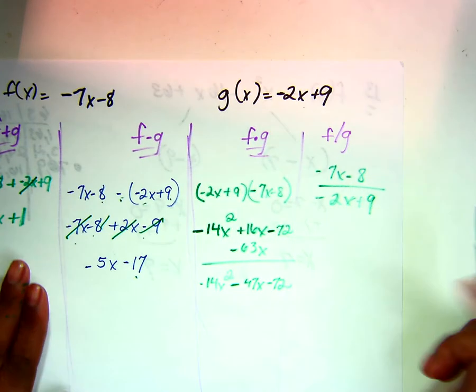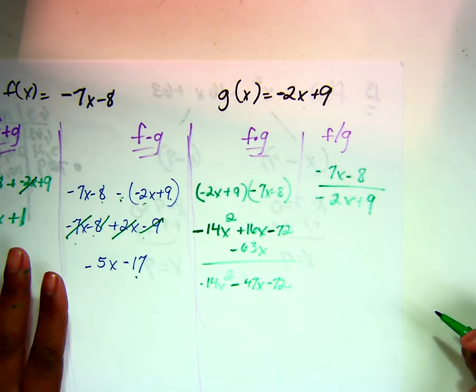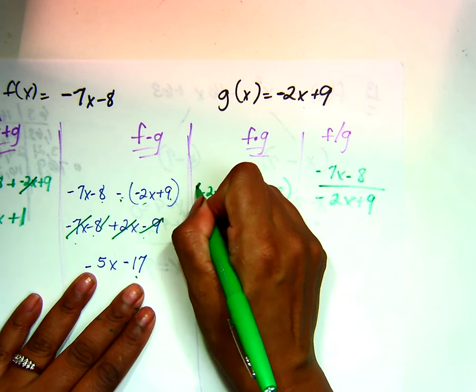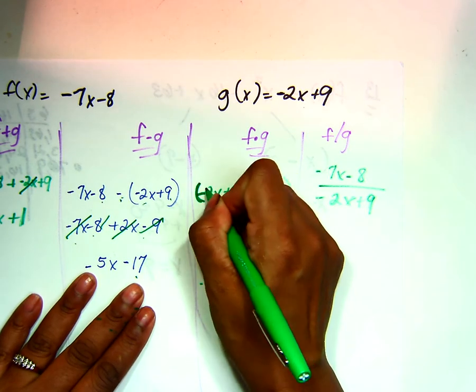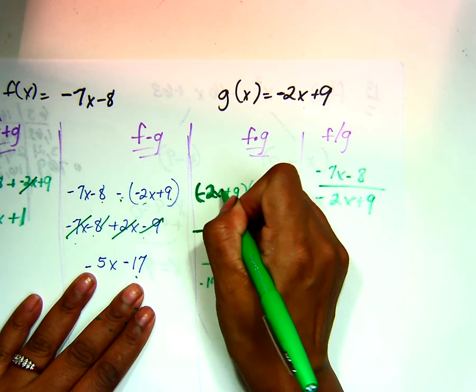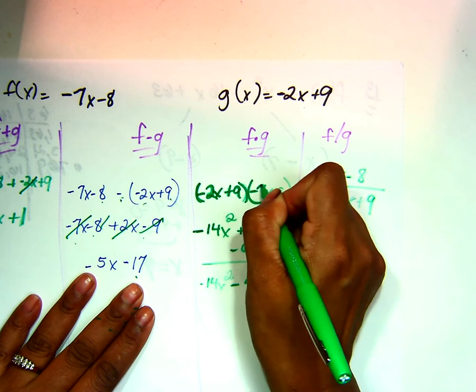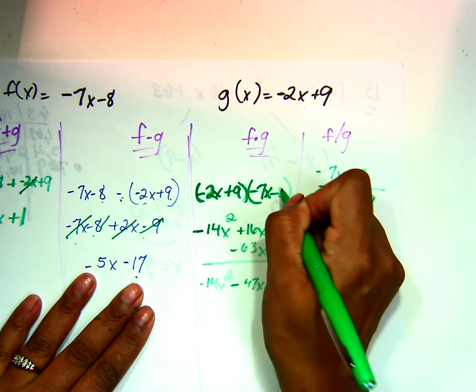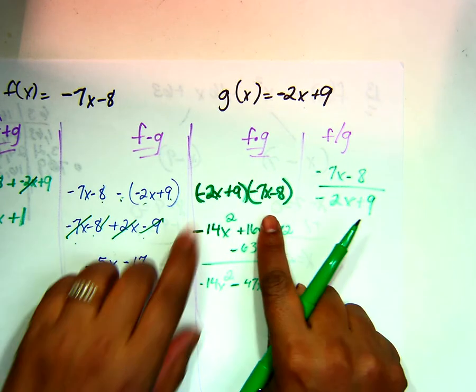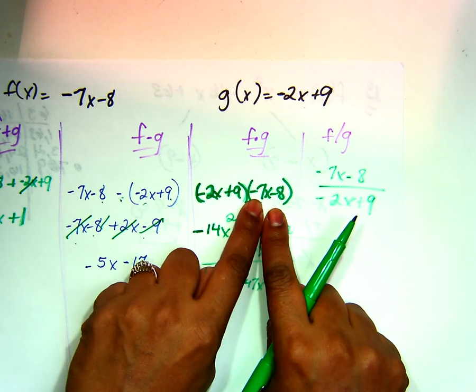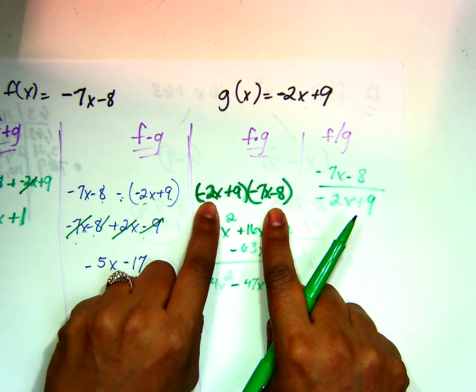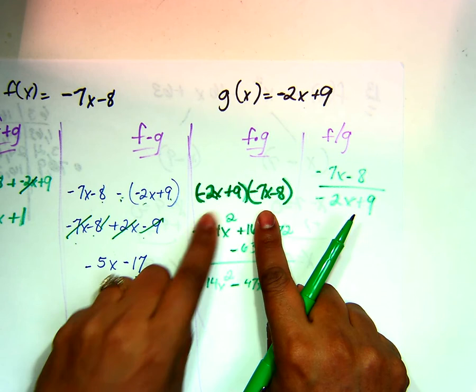Your next one you can't see really, so I'm going to write over it. Hopefully that will help you. So I got negative 2x plus 9 times negative 7x minus 8. It does not matter how I wrote this. I could have written it negative 7x minus 8 times negative 2x plus 9. Again, it would have been the same thing.